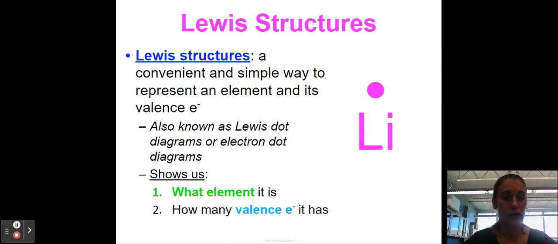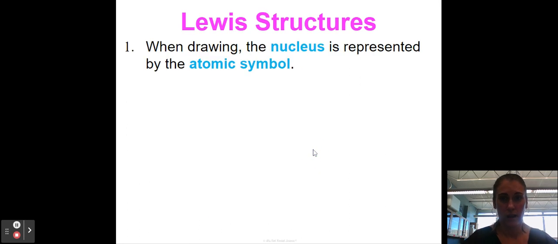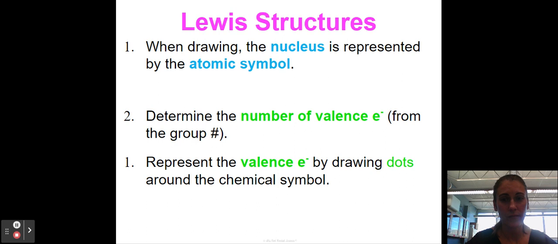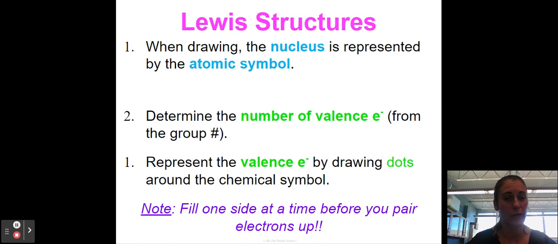Depending on which resource you look at, there are different ways to do this. We will just start at the top, and then what you're going to do is go clockwise as you add electrons and double up once you have one on each side. You'll see some practice in a second. When drawing, the nucleus is represented by the atomic symbol, so you'll draw that first and then draw the dots that represent electrons. You will look at the periodic table, determine the number of valence electrons from the group number, and then draw dots around the chemical symbol. Fill one side at a time before you pair electrons up.